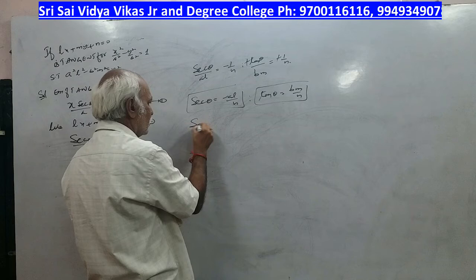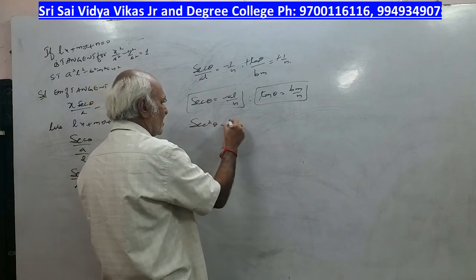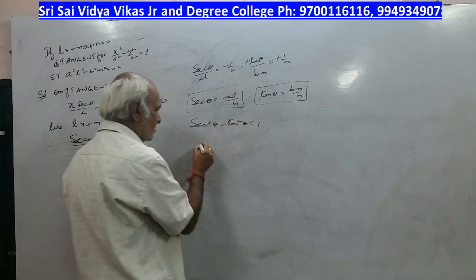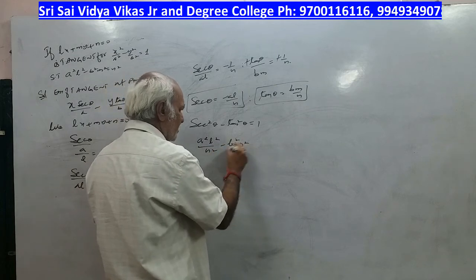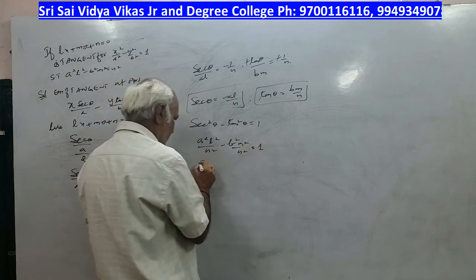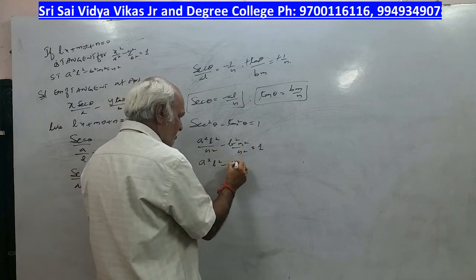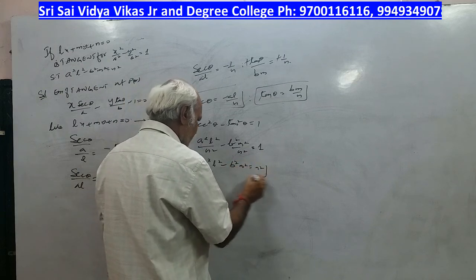So therefore, secant square theta minus tan square theta is equal to 1. So a square L square by n square minus b square m square by n square is equal to 1. Therefore, a square L square minus b square m square is equal to n square.